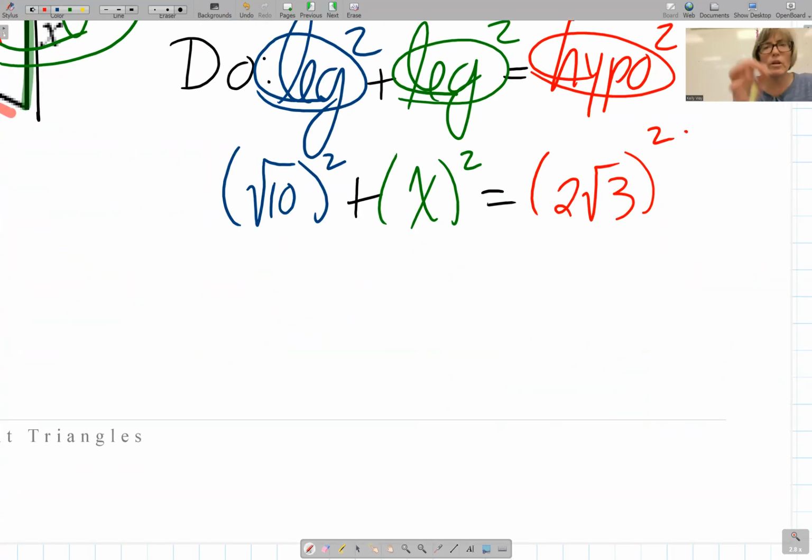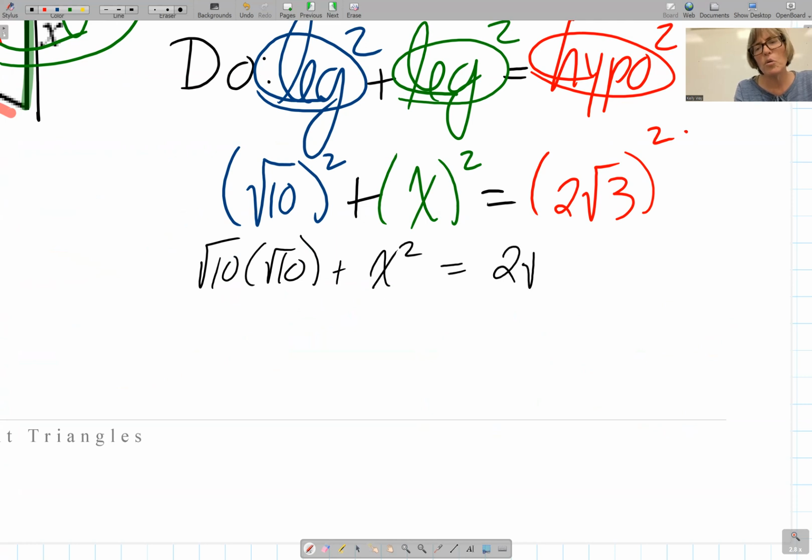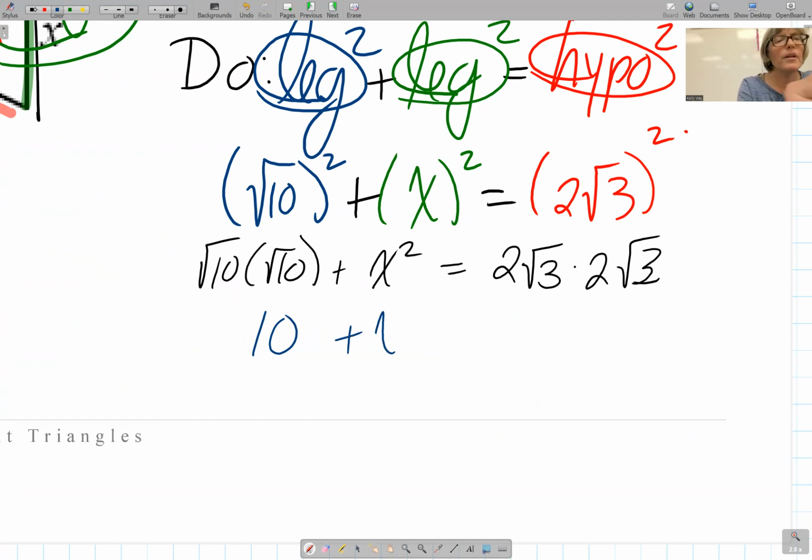Now, exponent, expand. This should read root 10 times root 10 plus x squared, 2 root 3 times 2 root 3. Root 10 times root 10 is just 10. x squared. Outies, innies, 2 times 2 is 4. Root 3 times root 3 is 3. So 4 times 3, this should read 12.